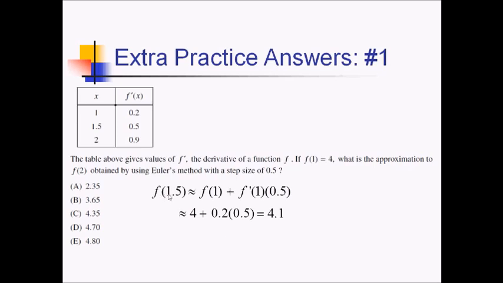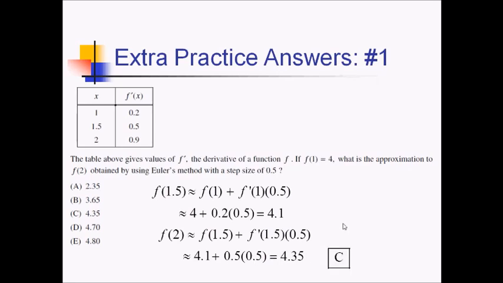Now that we have f of 1.5, we're going to use that to figure out f of 2. So f of 2 is going to be f of 1.5, which we just approximated there, plus f prime of 1.5 times our step size of 0.5. F of 1.5 we got was 4.1, or at least that's the value we're going to use with Euler's method. And then f prime of 1.5 in the table is 0.5. So that gets multiplied by our step size of 0.5. So we've got 4.1 plus essentially 0.25. That's 4.35, which ends up being answer choice C.